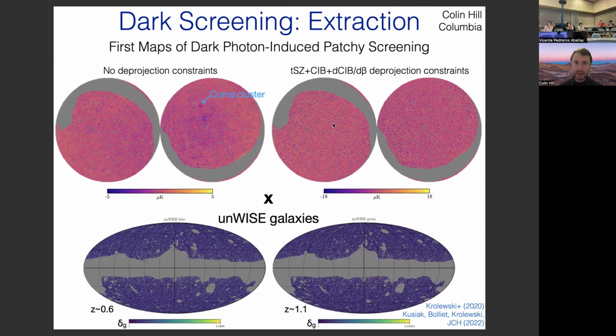And then we're going to cross-correlate these maps of this dark photon distortion with a tracer of large-scale structure to look for a correlation between these fields. Because again, the conversion process should be happening at the location of dark matter halos, which host galaxies and clusters of galaxies. So we use these galaxies from the unWISE sample, which is a very, very large catalog containing hundreds of millions of galaxies. So we looked at both this blue unWISE galaxy catalog and the green one, which are at redshift 0.6 and redshift 1.1.